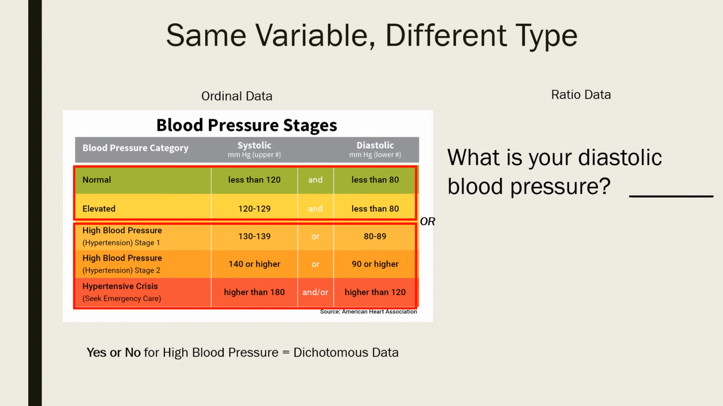But again, just realize and understand what type of variable you have, but also understand that you can manipulate the variables on the back end to change it from ordinal to dichotomous, or maybe you have ratio data. So that's just one example of how you can see blood pressure in different variable types.